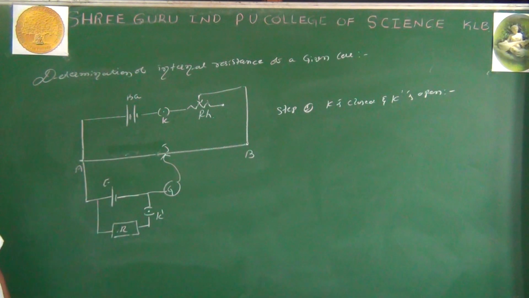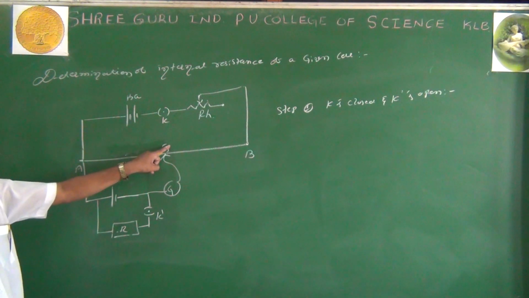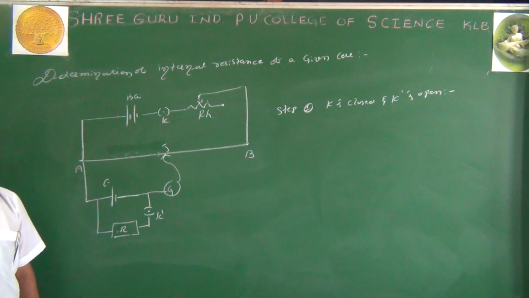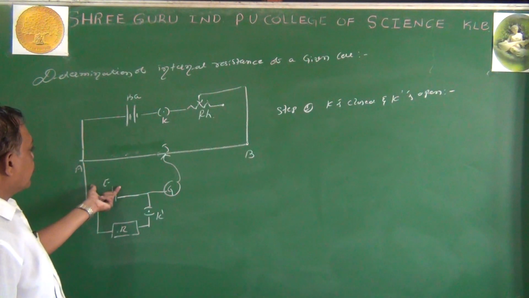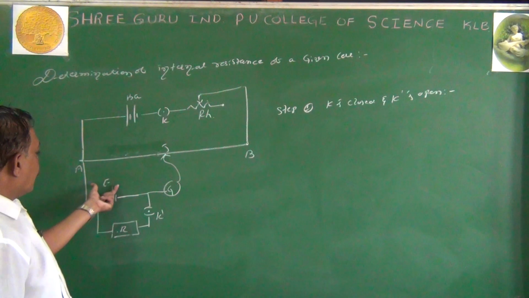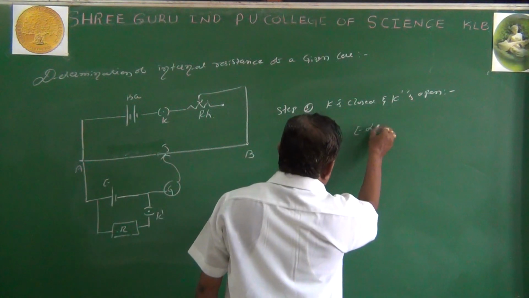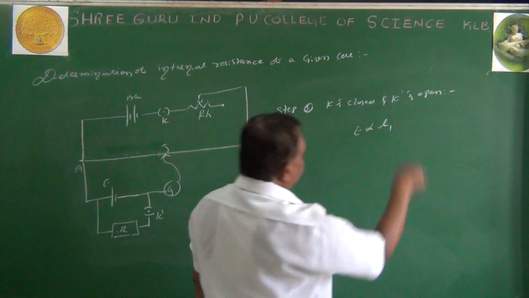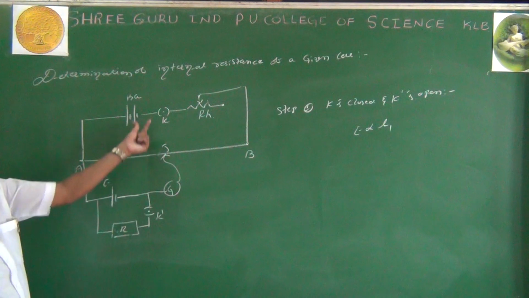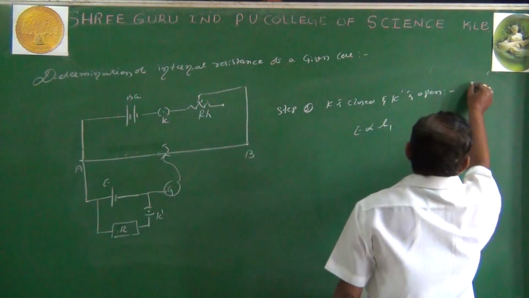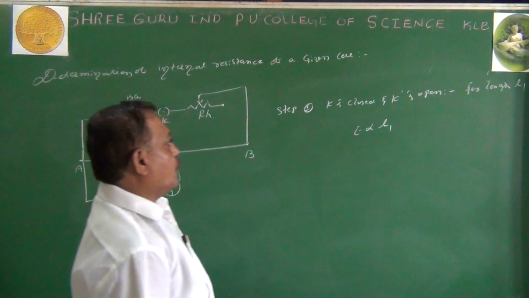Then the same procedure: I take the jockey at the point A and go on sliding on the wire of the meter bridge till I get zero deflection. It gives the balancing point. Then only E is included in the circuit. So, open circuit voltage is EMF. Then I can write E is directly proportional to length L1, when K dash is open and K is closed. First I call the length L1, to avoid confusion.